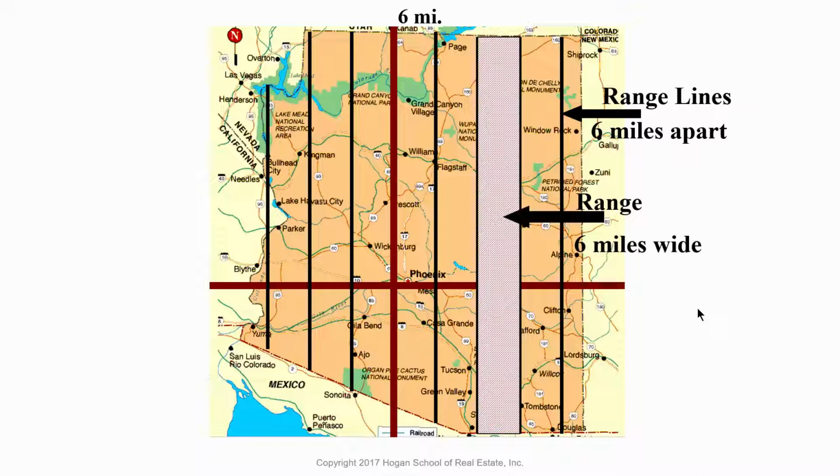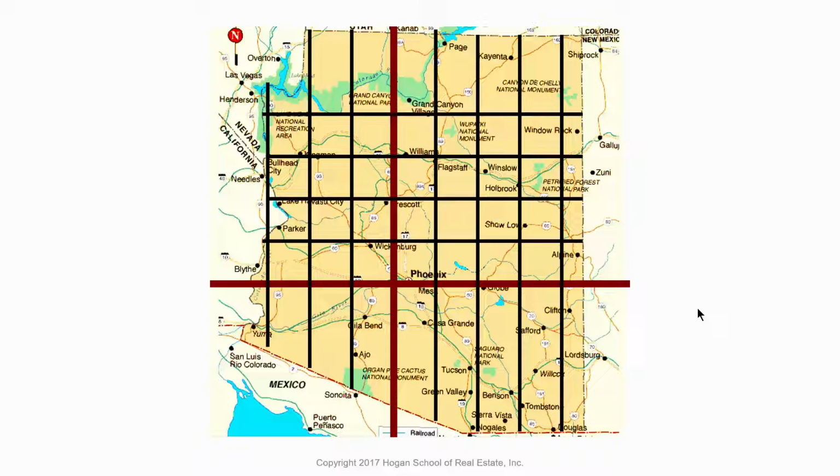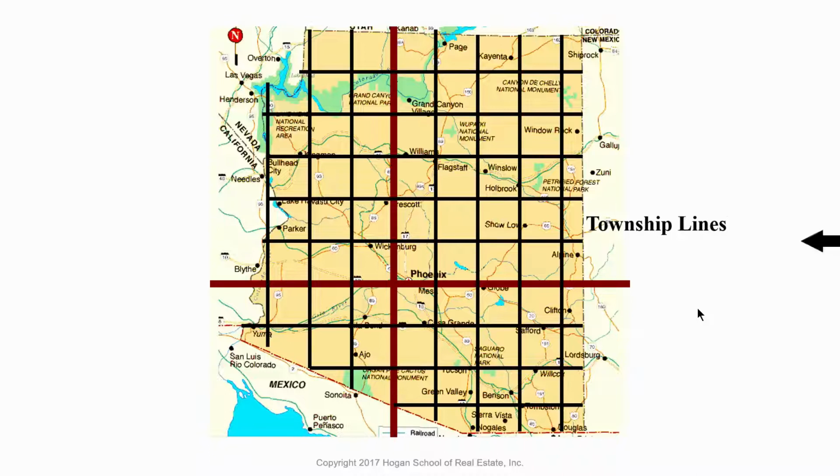So ranges are defined as a strip of land running in a north-south direction 6 miles wide. Now that we have all these ranges, let's draw some east-west lines. Every 6 miles north and south of the baseline, we're going to draw these lines, and these lines are called township lines. Township lines are 6 miles apart.